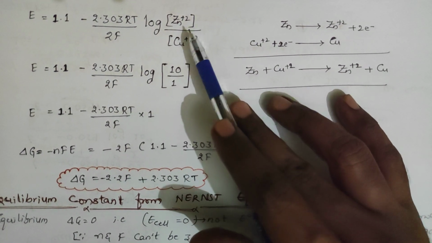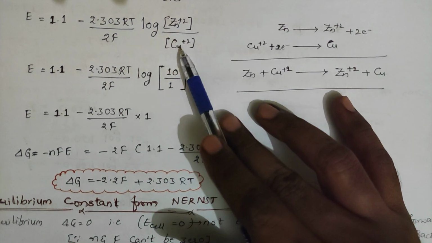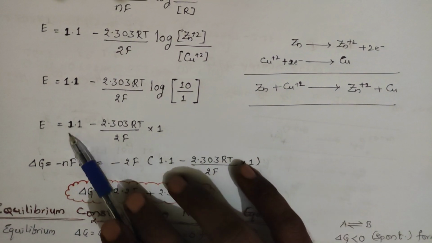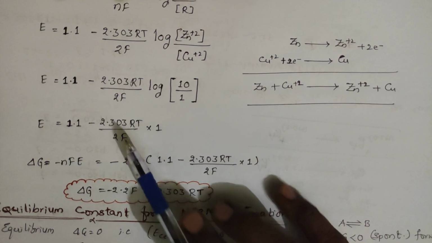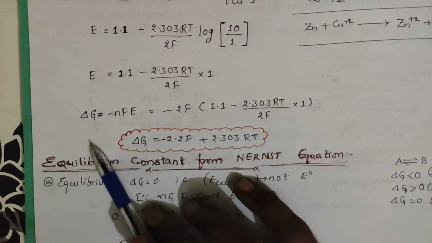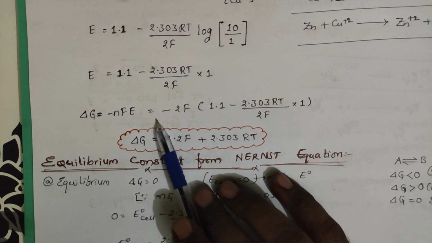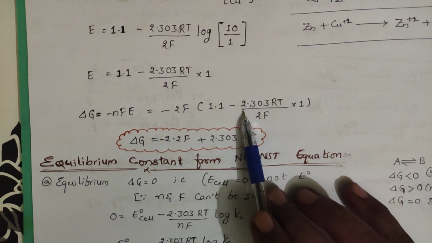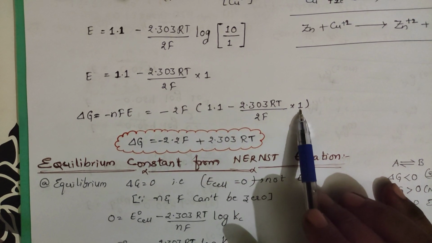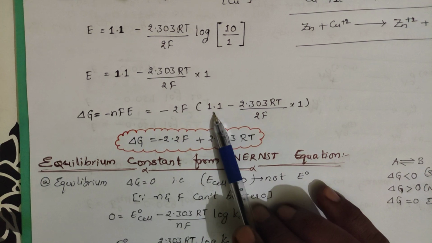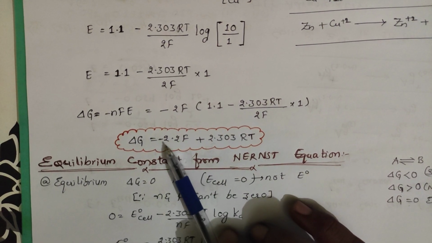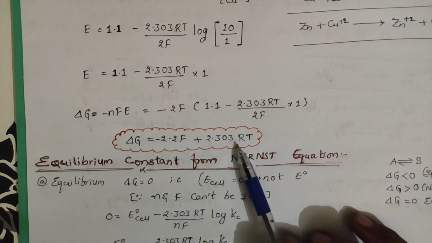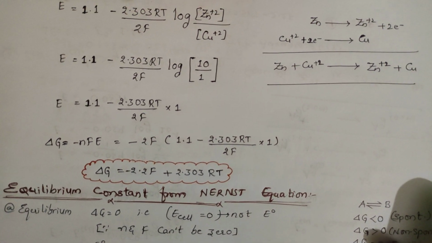Zn plus 2 is 10 times more than the copper plus 2, so if this is 1 time, this is 10 times. So it becomes 10 by 1. Log 10 value is 1, so E is 1.1 minus 2.303 RT by 2F. This is the value of E. But the question is delta G. Delta G is equal to minus nFE. So it will be equal to minus 2F into 1.1 minus 2.303 RT by 2F. If you multiply 2F with 1.1, it becomes minus 2.2F, and the 2F cancels, so it is plus 2.303 RT. So this is the answer for this question.